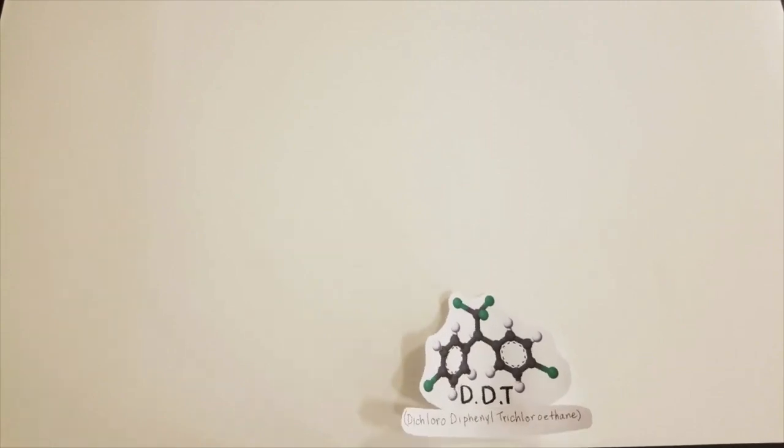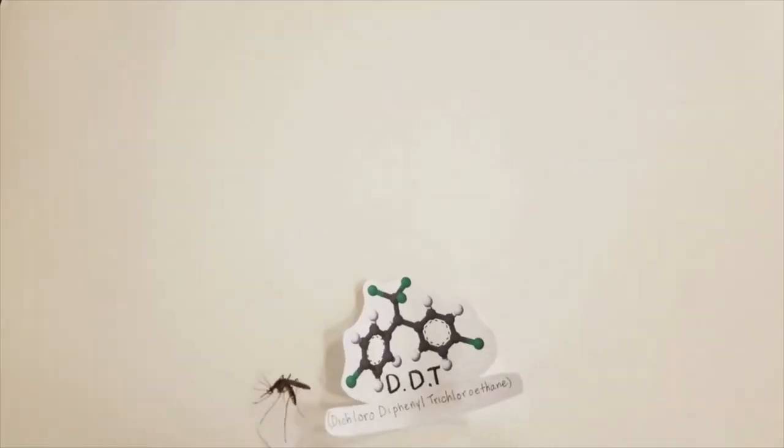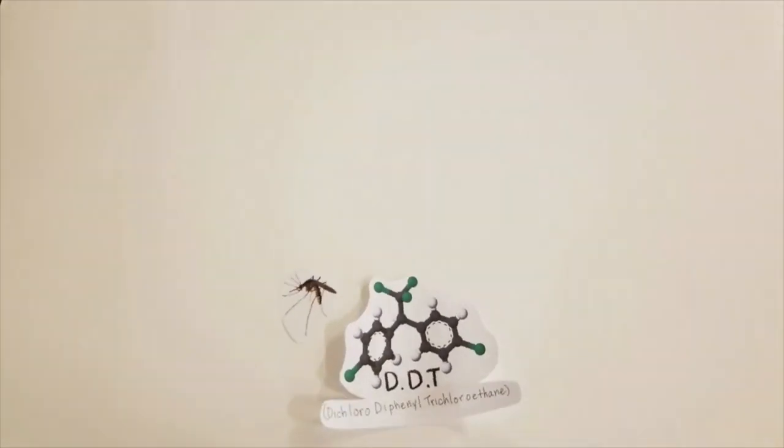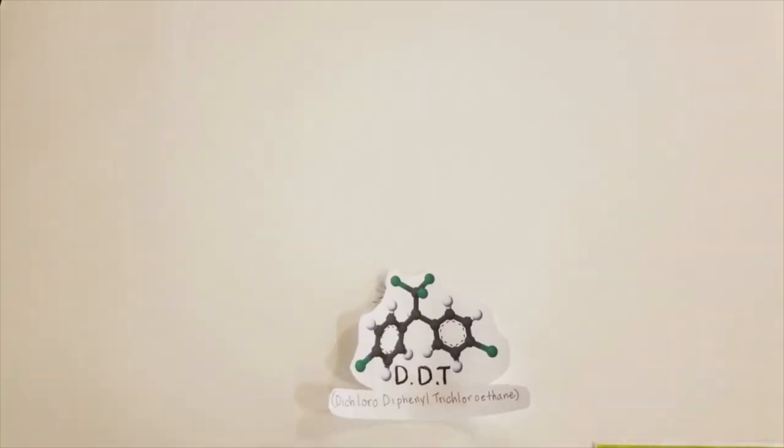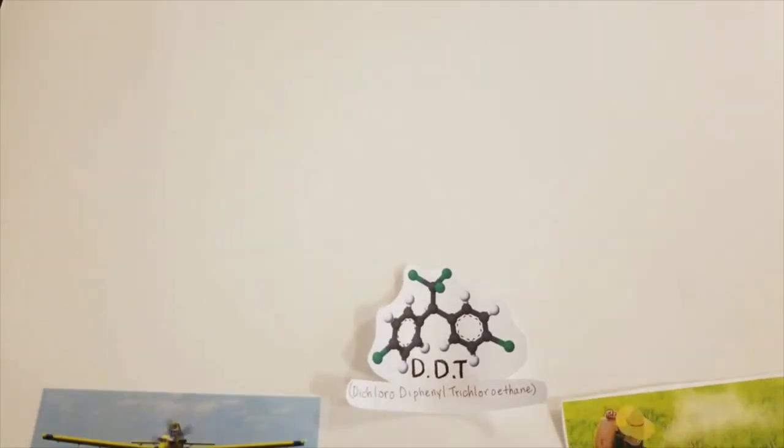DDT is a pesticide and insecticide. It is the acronym for dichlorodiphenyltrichloroethane. It was popularized in the 1940s for defending against vectors, such as mosquitoes, that transmitted human diseases.